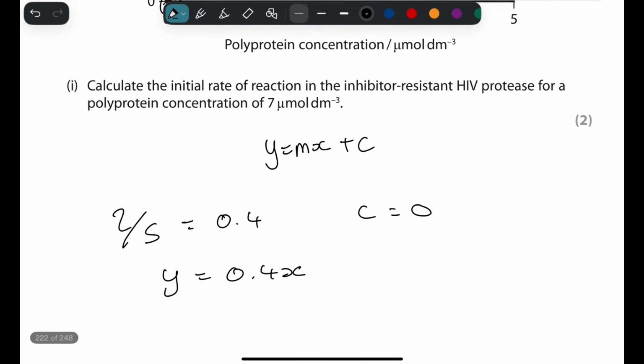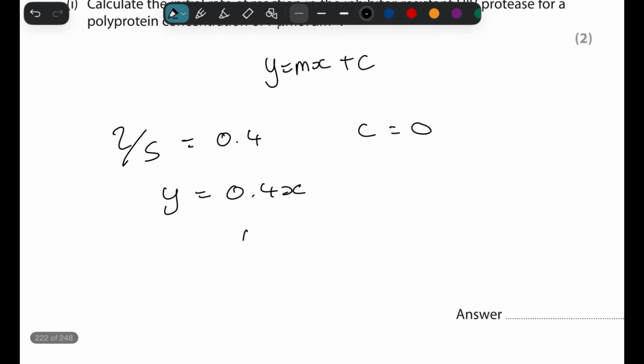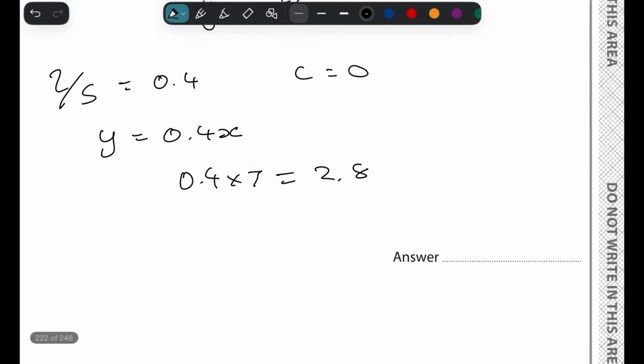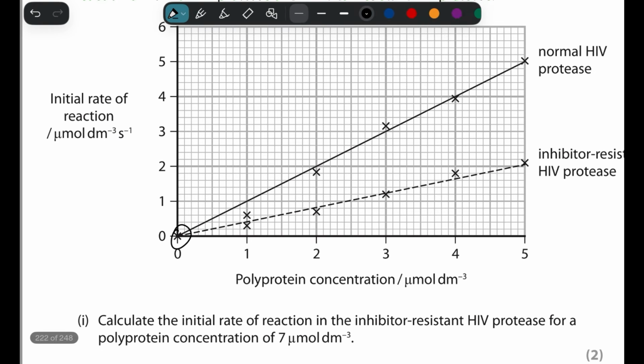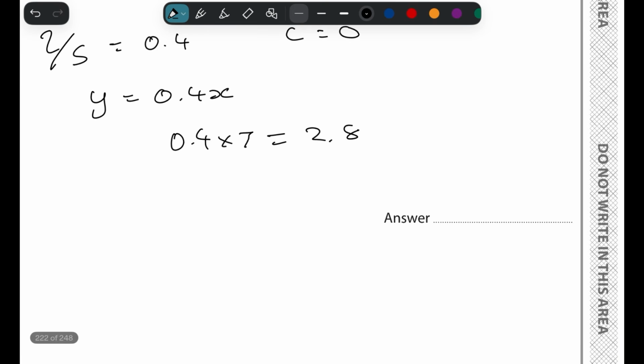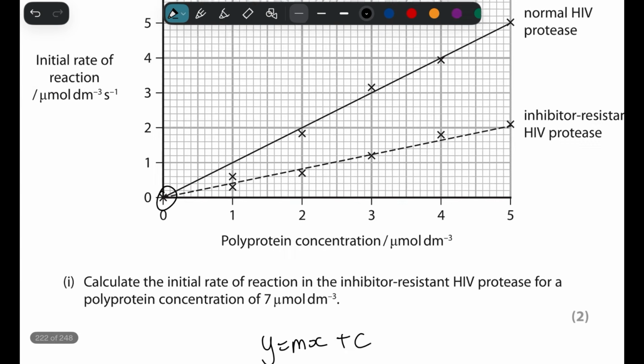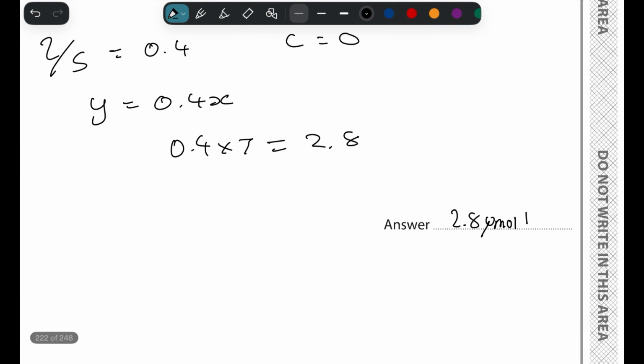Now, we want to say an x value is 7 because the polyprotein concentration is now 7. So I'll just do 0.4 times 7, which gets me 2.8. And I'll be happy to put that down as the answer. Just looking at units, 2.8 micromole per decimeter cubed per second. To be honest, I'm going to write the unit, but they almost never really care about units in A-level biology. So if you don't put the unit, don't worry. But just make sure you're getting the actual value.